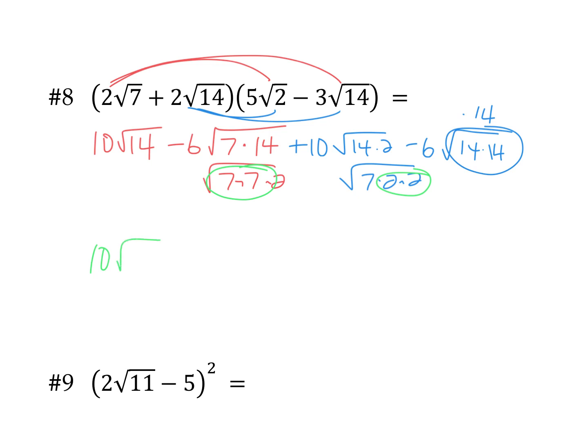So my 10 root 14 can't be simplified. Then my next one here, I'm going to have a pair of 7's. That's 7 times 7. So I can get 1 7 out. So 6 times 7 would be minus 42 root 2. And then I'd have 2 times 10, so it'd be 20 root 7. And then 6 times 14, remember, square root of 14 times the square root of 14 is just going to be 14. So 6 times 14, that's going to be 84. So minus 84. And that would be my final answer.